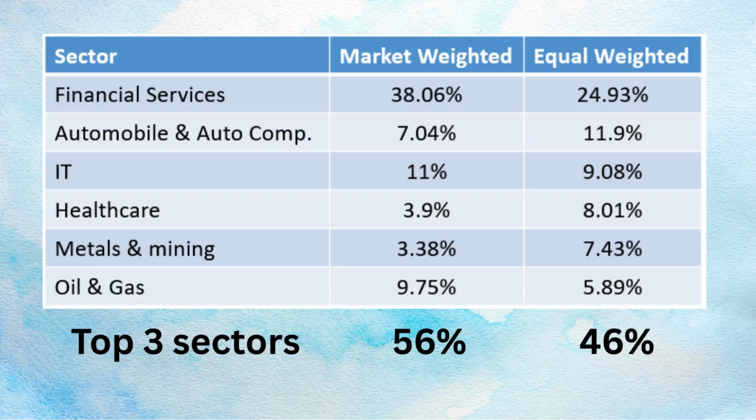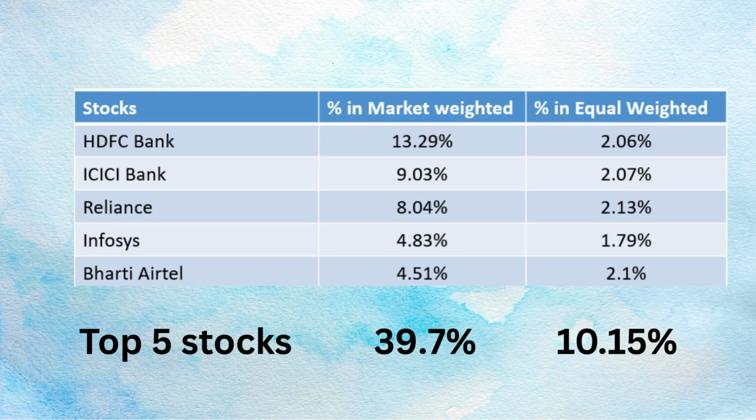Take a pause, look at the constituents, appreciate the differences and see how an equal weighted index is actually quite nicely distributed. The top 3 holding sectors contributed 56% in the market weighted index versus 46% in the equal weighted index. Now, you should also have a look at the top 5 holdings of the equal and market weighted index. Pause the video, have a look at the difference.